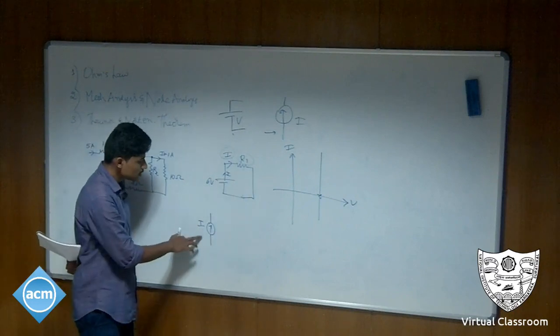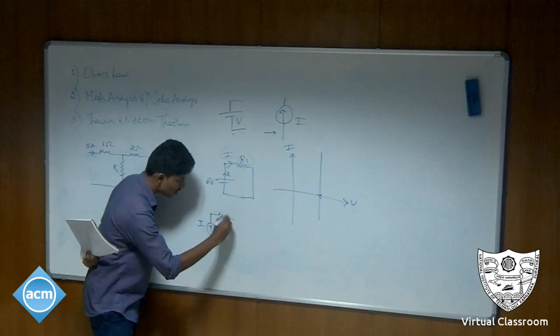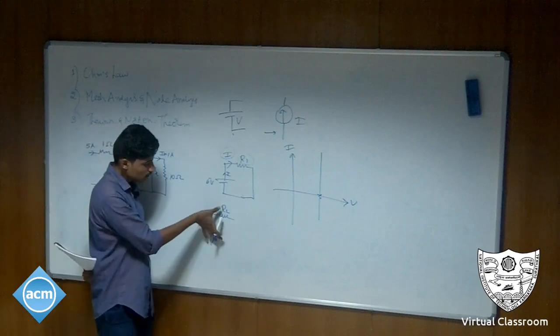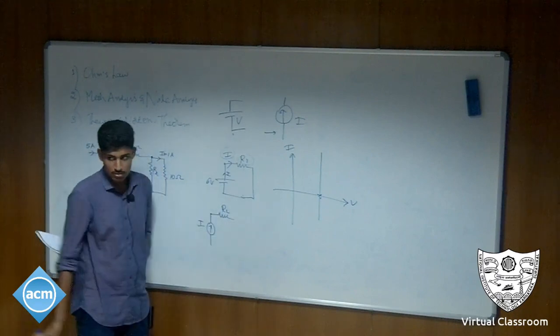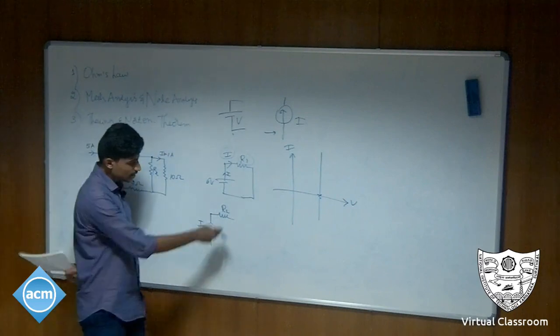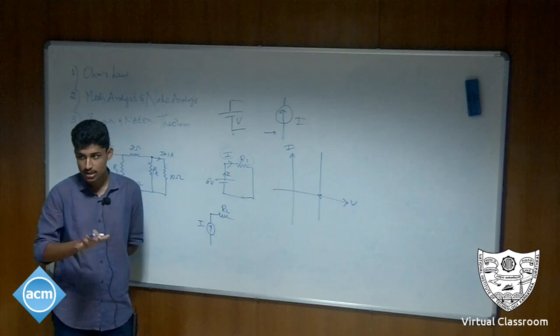So this is the current source. From now on, what I mean by load is any other circuit apart from the power supply, anything that is connected to the power supply. You have a black box and it's a load. It's connected to the power supply and takes in some current or some voltage. That is the load, that's all.